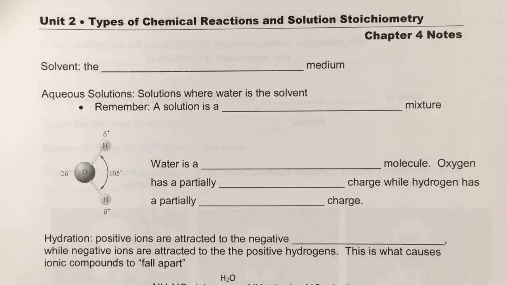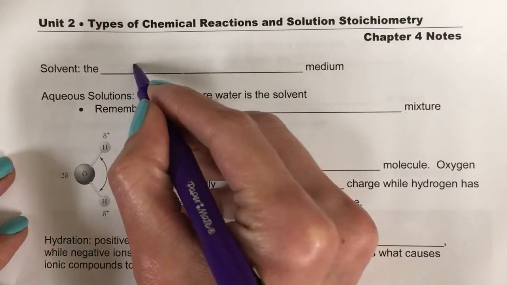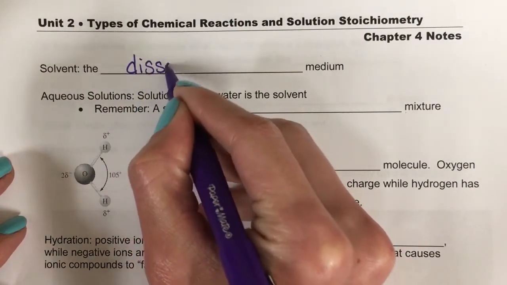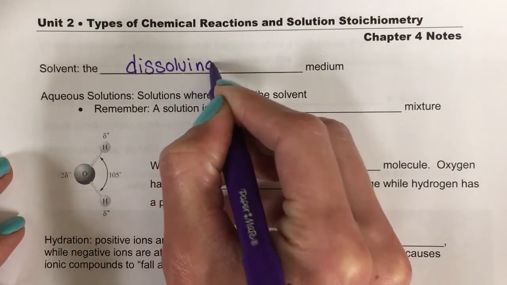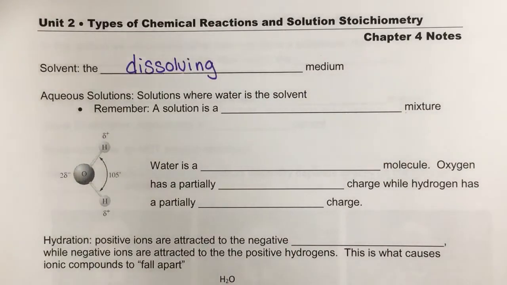So when we talk about reactions that occur in solution, there are some words we need to know. The first word we need to know is solvent. Solvent is the dissolving medium. So it's what we're going to be dissolving our stuff into, okay? So when we're talking about aqueous solutions, which all of the reactions we're going to be looking at in this chapter are, water is going to be the solvent. So we're going to dissolve something into water.